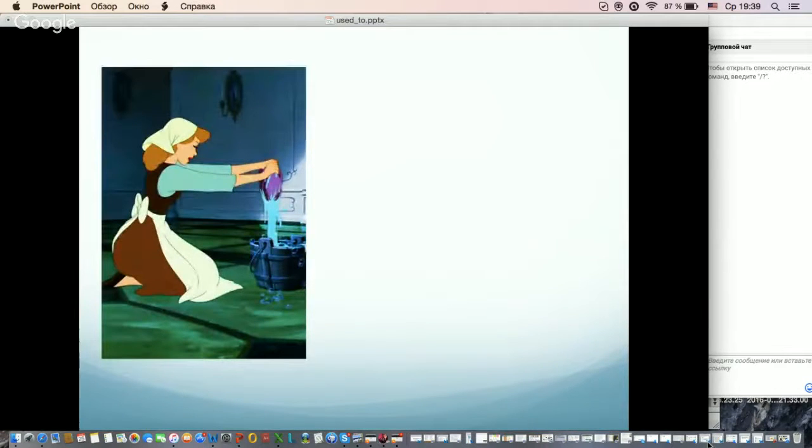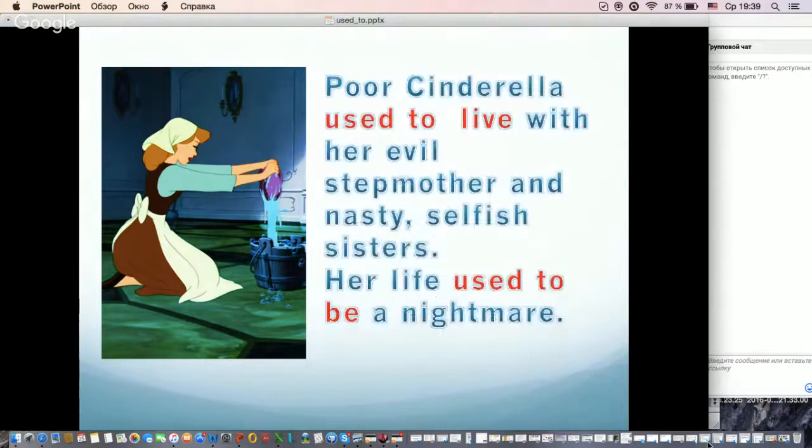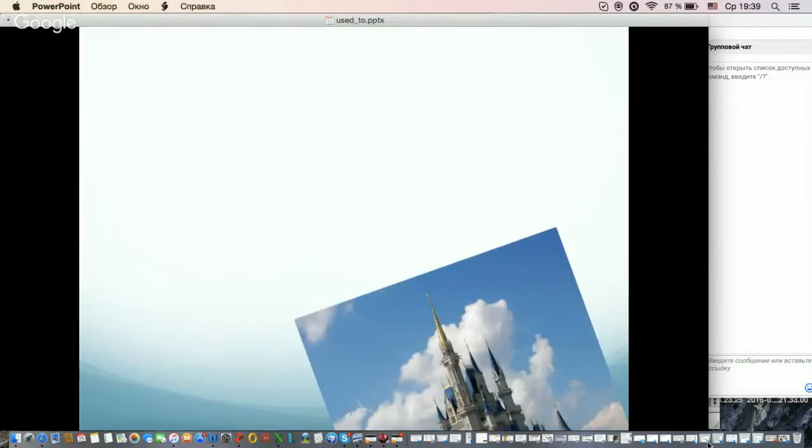And here is a short story about Cinderella, which can perfectly illustrate the whole idea of the "used to" construction. Alright, so here we go. Poor Cinderella used to live with her evil stepmother and nasty, selfish sisters. Her life used to be a nightmare. But then things somehow changed.